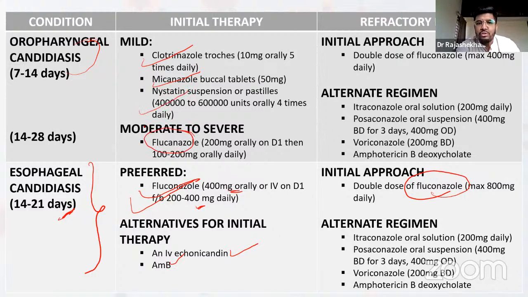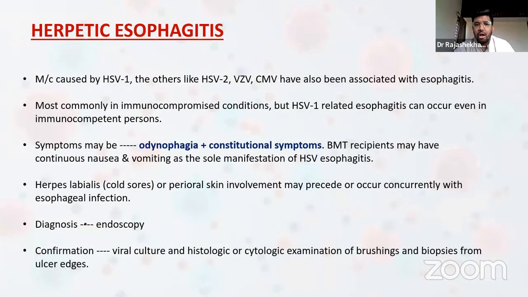And fluconazole is usually a reserved therapy for moderate to severe oropharyngeal candidiasis, whereas fluconazole is the first line of therapy for esophageal candidiasis. This you should know. And how does the herpetic esophagus differ from this? It is mainly caused by herpes virus 1, but others like herpes virus 2, varicella, CMV have also been associated. It is most commonly seen in immunocompromised patients, but HSV1 can occur even in immunocompetent persons also.